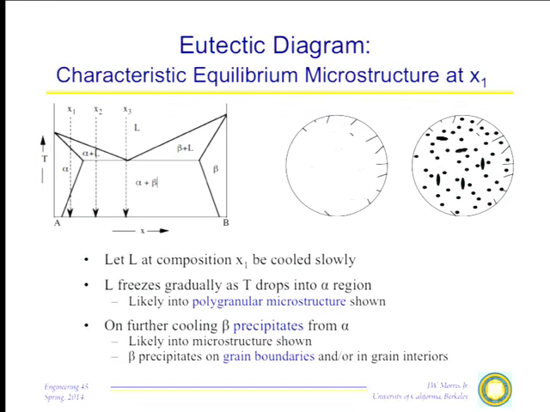As I come through that two-phase region, the alpha becomes richer in solute and there's more of it, until I enter the one-phase region right here. And at that point, I'm 100% alpha, and here's the composition. I might expect to see a microstructure that looks something like this, just equiaxed grains of alpha.